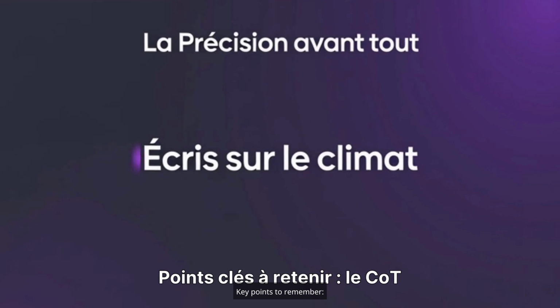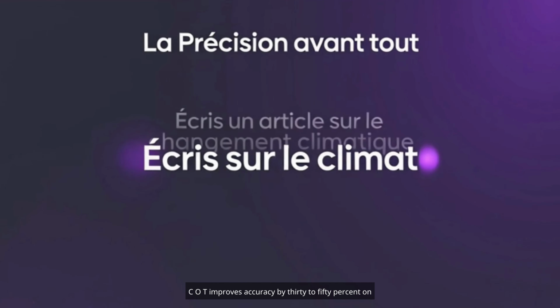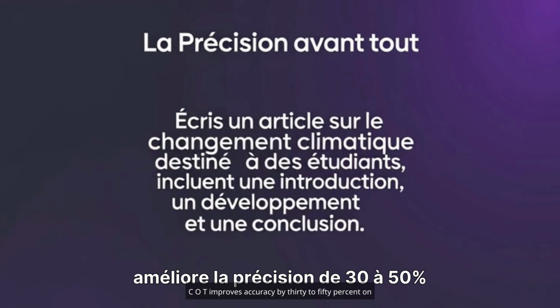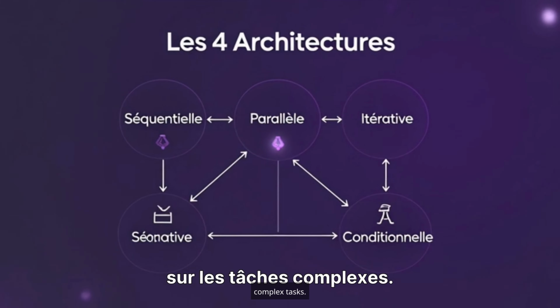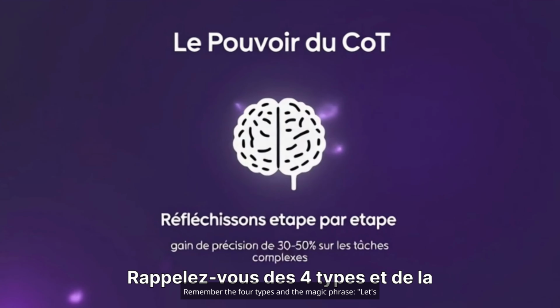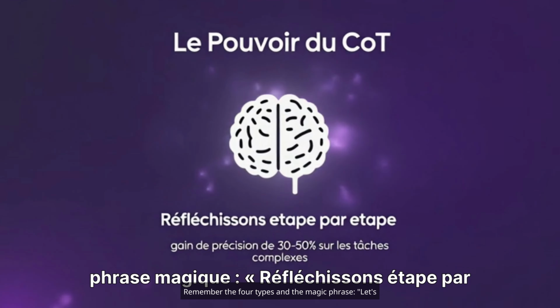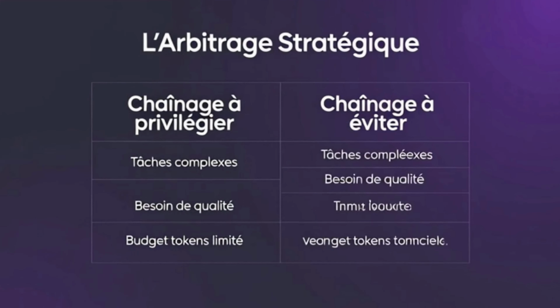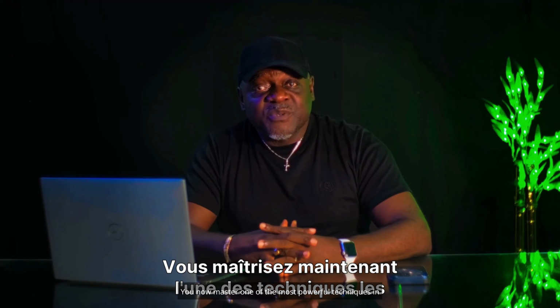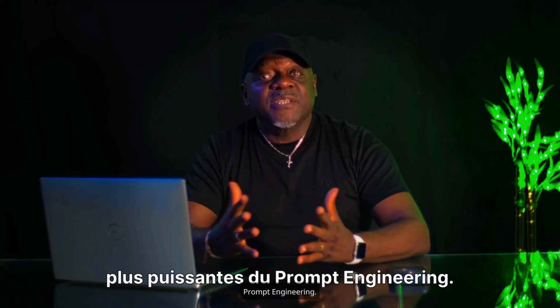Key points to remember. COT improves accuracy by 30 to 50% on complex tasks. Remember the 4 types and the magic phrase, let's think step by step. You now master one of the most powerful techniques in prompt engineering.